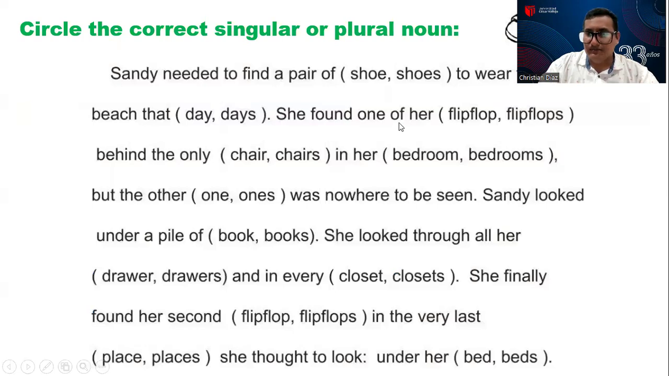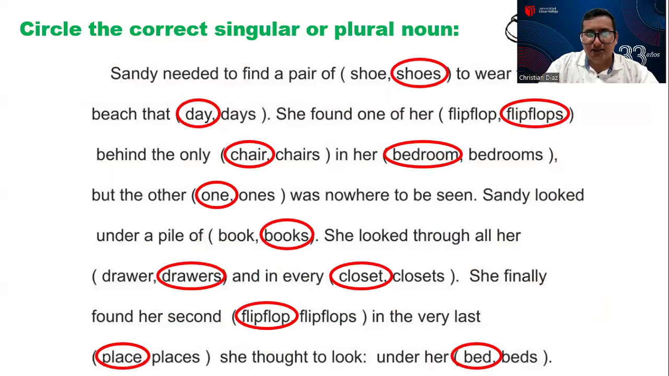In the next activity, I will read this and you have to tell me which is correct, singular or plural noun. I want to give you some minutes to read and circle the correct answer. Yeah, thank you. That's the correct answer. Sandy needed to find a pair of shoes. Okay, shoes is a plural word because you have two feet.